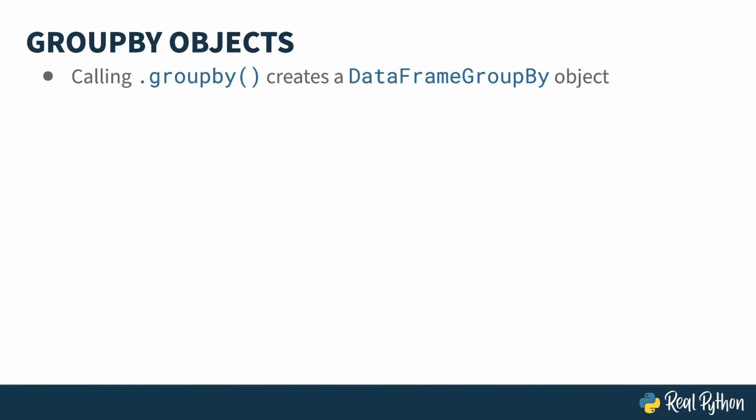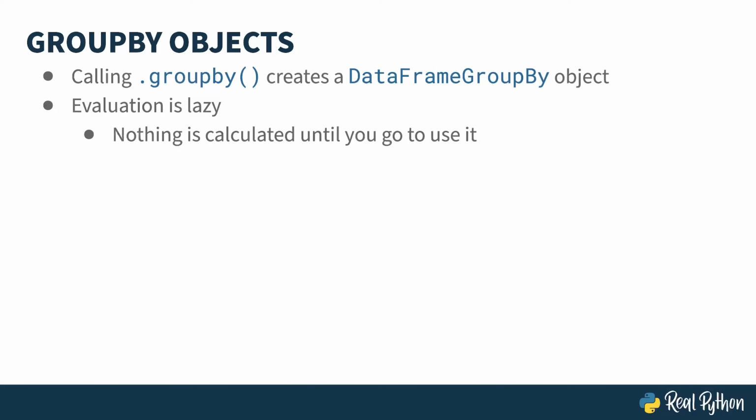As I mentioned a moment ago, calling the GroupBy method returns an object. For data frames, this is the data frame GroupBy object. This object is the one that contains the apply methods. This kind of method chaining allows for the calculation to be lazy. This means that nothing gets calculated until you go to use it. By using it, I mean accessing some of its results, or in the case of the REPL, printing it out.